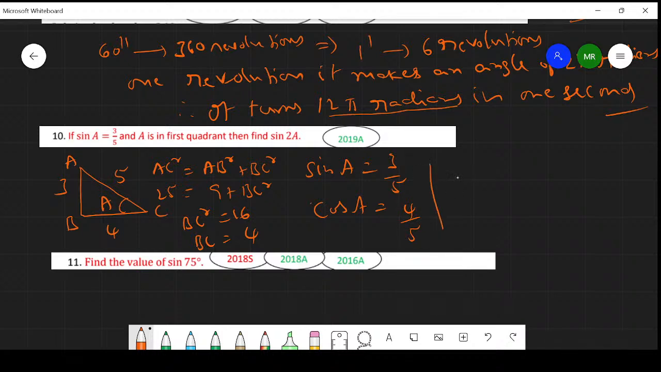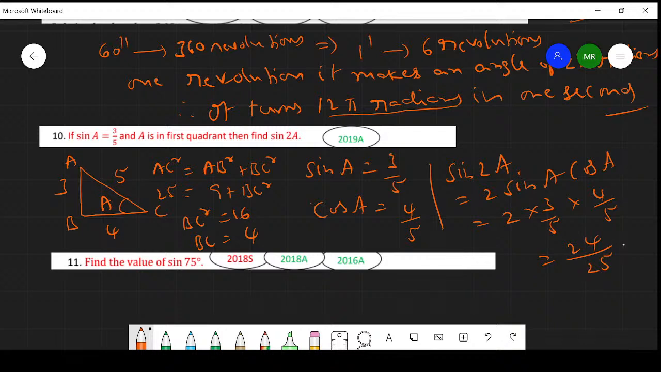They are asking sine 2A. What is the sine 2A formula? We can write 2 sine A cos A. That is 2 into sine A, 3 by 5, cos A, 4 by 5. Then you simplify this, and it comes to 24 by 25. That will be your required answer.